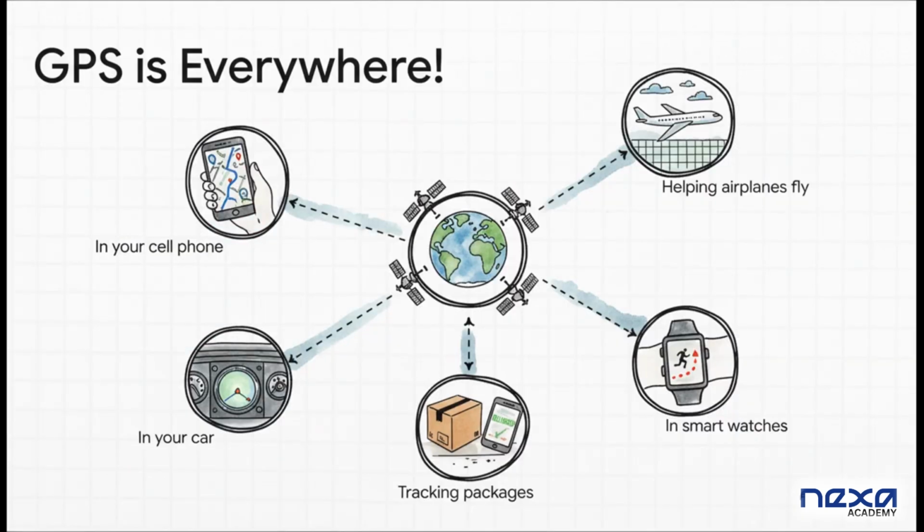And just think about how much we rely on this system every single day. It's not just for maps on your phone. It's built into your family's car, giving turn-by-turn directions. It's in a smartwatch tracking your run. It's what pilots use to fly planes safely across oceans. And it's how you can watch a package travel across the country right to your front door. It all comes back to those satellites calculating your latitude and longitude.